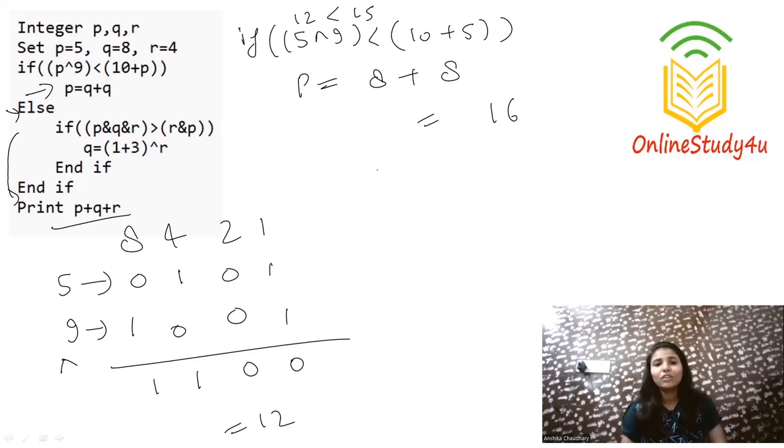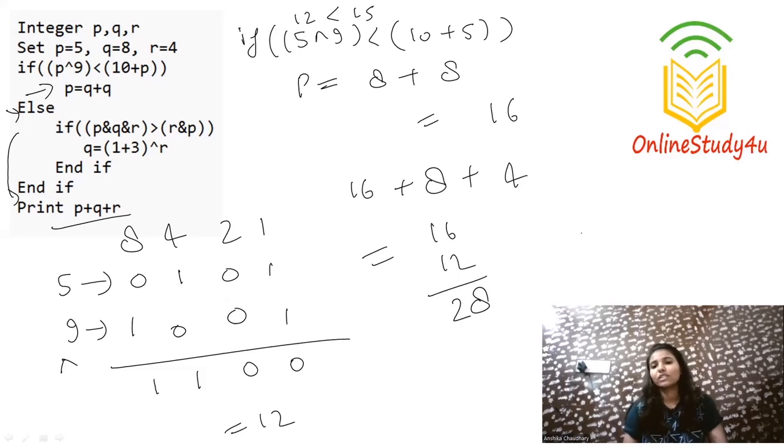So what is the value of P was 16 plus Q was 8 and R was 4. So this will be 8 and 4, 12, 16 plus 12. 6 and 2 will be 8 and this 28. So the answer is 28 for this question. I hope it makes sense and it is clear to you. So yeah, this is all about today from my side.